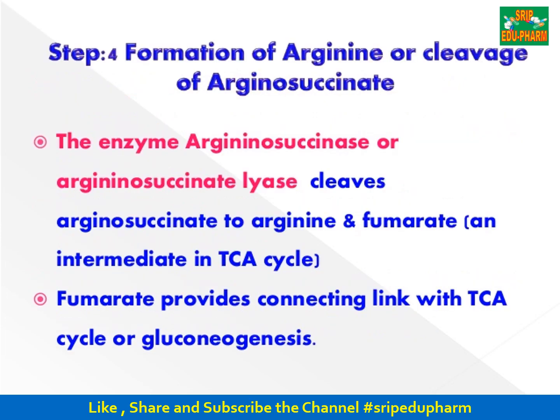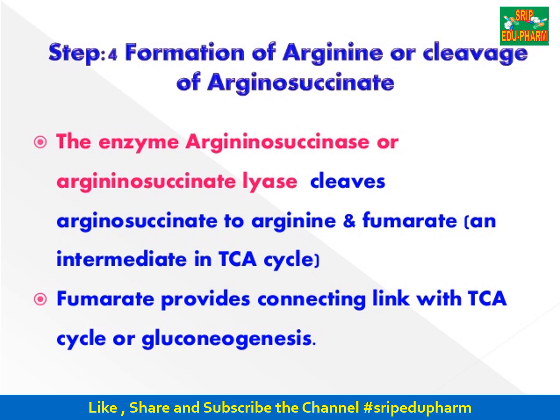Step fourth is formation of arginine. Okay, in this reaction the enzyme involved is arginosuccinase or arginosuccinate lyase. This enzyme cleaves arginosuccinate to form arginine and fumarate. Fumarate is an intermediate product of the TCA cycle. Then next, fumarate provides a connecting link with the TCA cycle or gluconeogenesis.